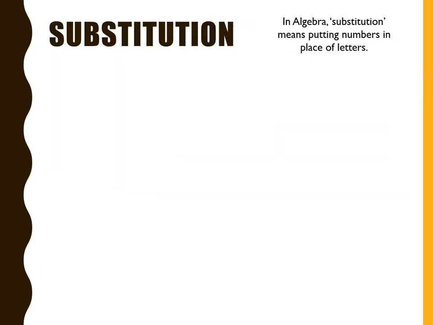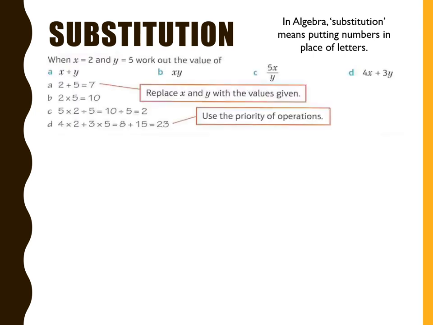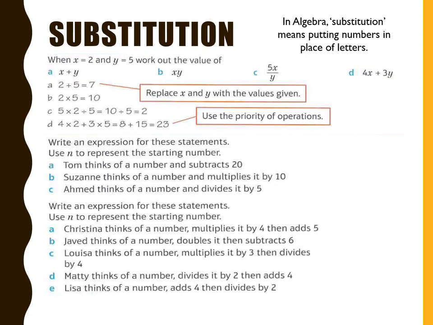Okay, substitution is putting numbers in place of letters, basically. So when we have this, x equals 2 and y equals 5, all you're doing is replacing the letter with the number. So in this case, it will be 2 plus 5. This will be 2 times 5. This will be 2 times 5 over 5. And this will be 4 times 2 plus 3 times 5. Okay?